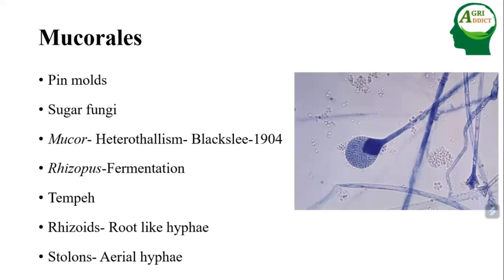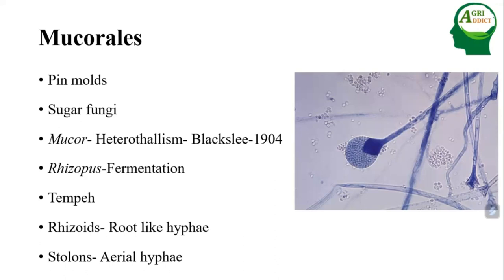The important order is Mucorales. These Mucorales are also called pinworms because they appear like a needle or a black dot-like structure on the hyphae. They are also called sugar fungi because these fungi utilize simple carbohydrates. It was Blakeslee in the year 1904 who showed that Mucor is heterothallic in nature, meaning male and female gametangia are present in different thalli.